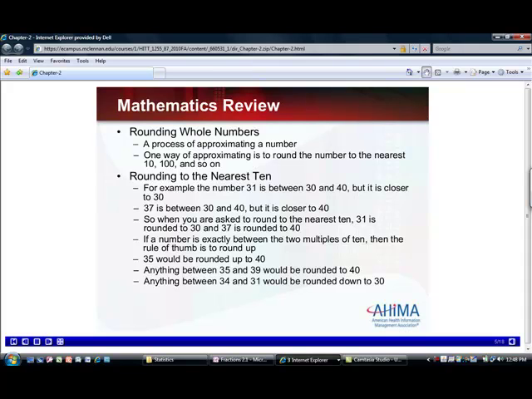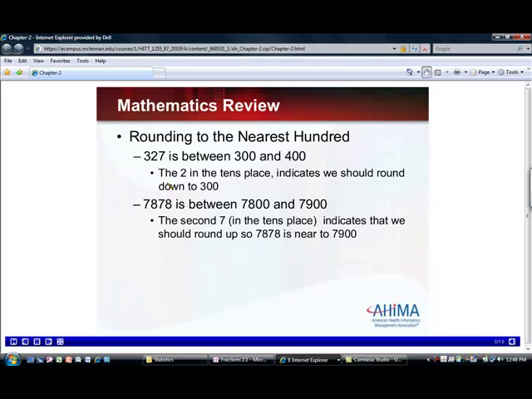So for instance, if you have 45, you would round up to 50. If you had 35, you would round up to 40. If you have 34, you would round down to 30. Rounding numbers that fall between multiples of 100. If you have 327, this is between 300 and 400, you would round down in this case to 300. If you had 7,878, this is between 7,800 and 7,900, and so you would round to 7,900.